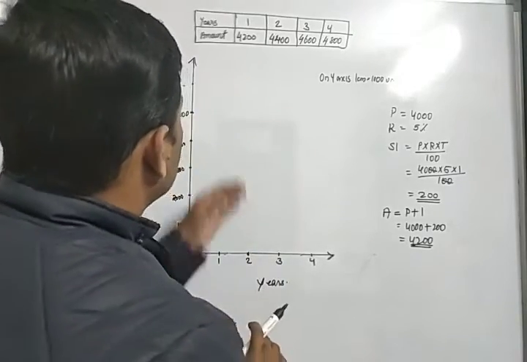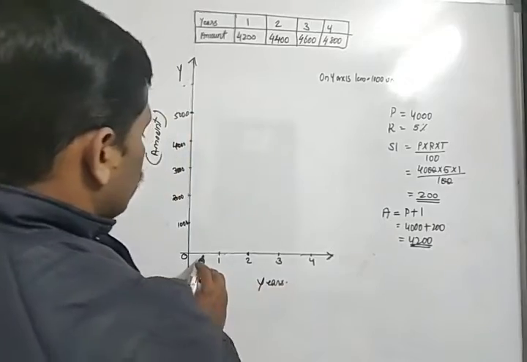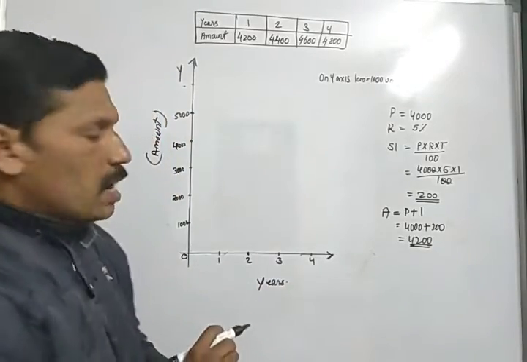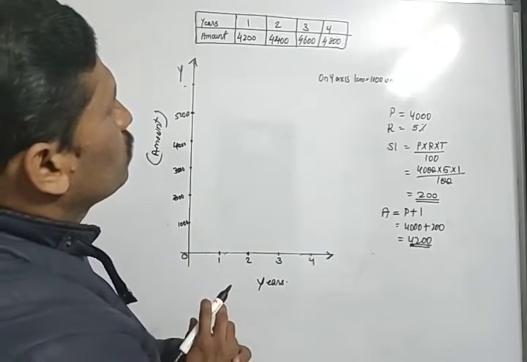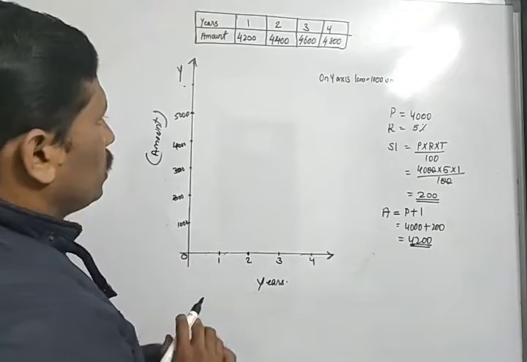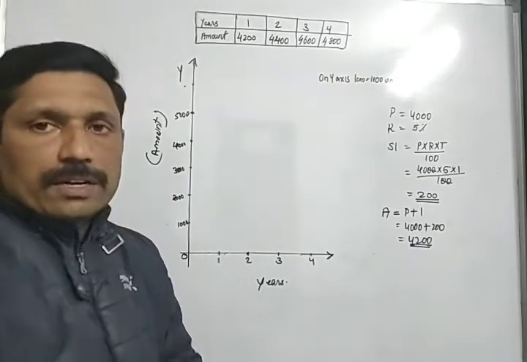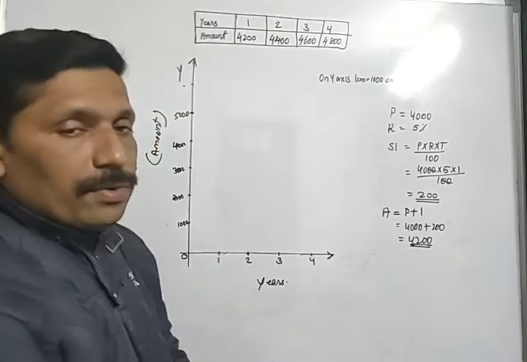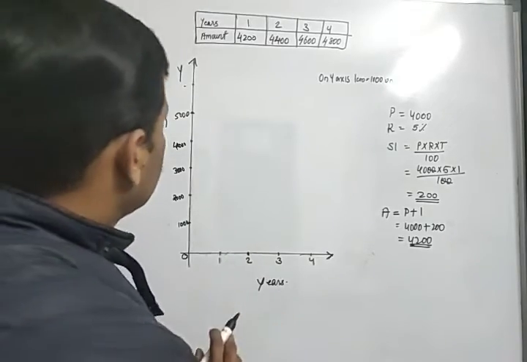Now we have to plot these points on the graph paper. On the x-axis we have taken years, and on the y-axis we have taken the amount. And the highest amount is 4,800. We have taken up to 5,000. And on y-axis 1 centimeter is equal to 1,000 unit. That means 1,000 rupees that we have taken. Now according to this value we are plotting the graph.